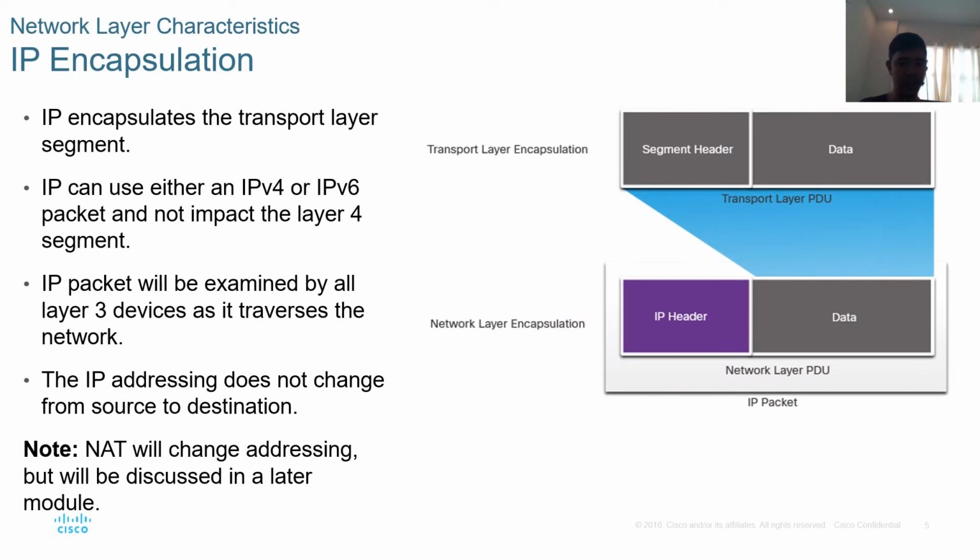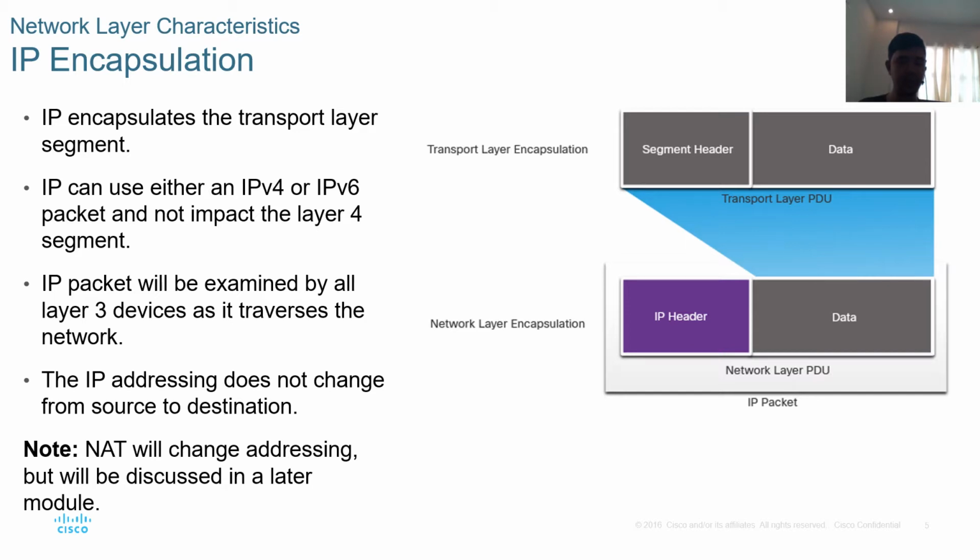In general, the data is being added with a couple of pieces of information, and we call this a header. In the transport layer, we call it a segment header. In the network layer, we call it an IP header.